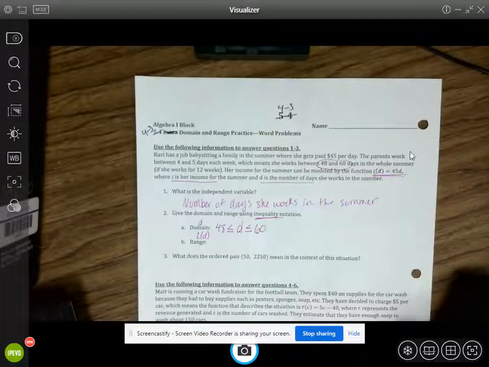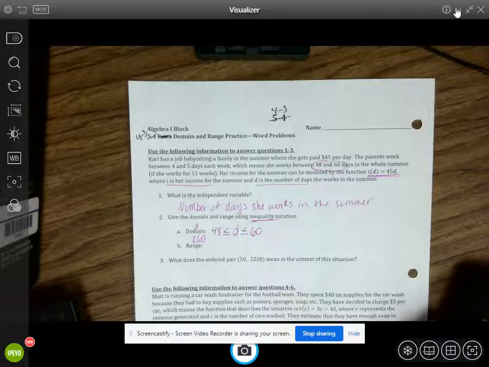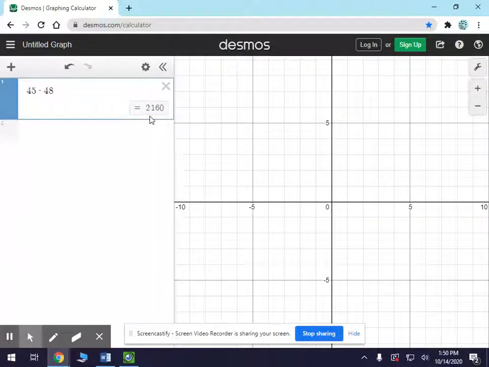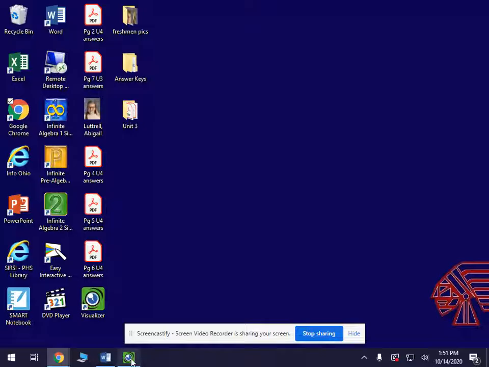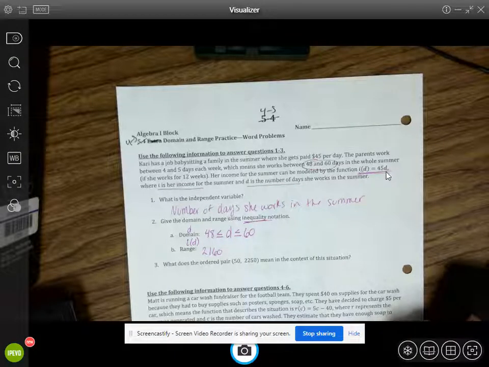So because my function says 45D and my first value is 48, I'm going to do 45 times 48. And I get 2,160. So that's the number that goes first. I use my 48 in my function.